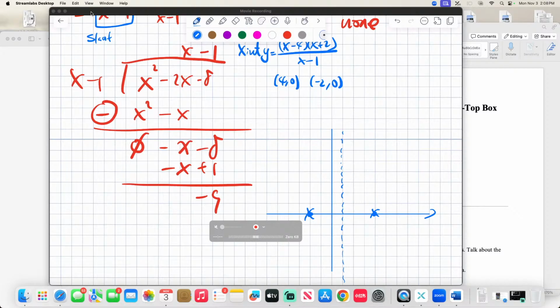How do I graph that? Well, I'm going to go to negative 1 for y-intercept. That's a line. It has slope of 1, so it's going to be graphing like this. So it's going to be a slant asymptote like this. Is that okay? Is this okay?